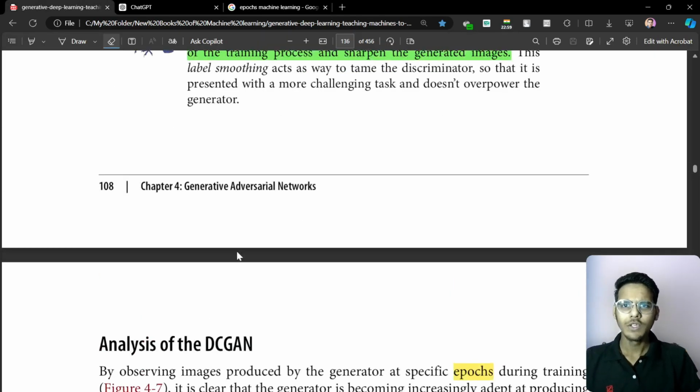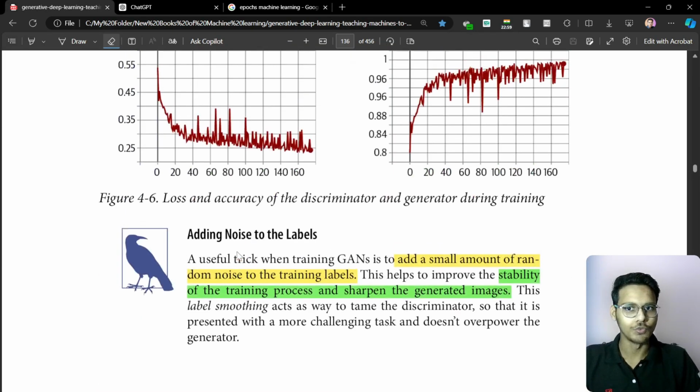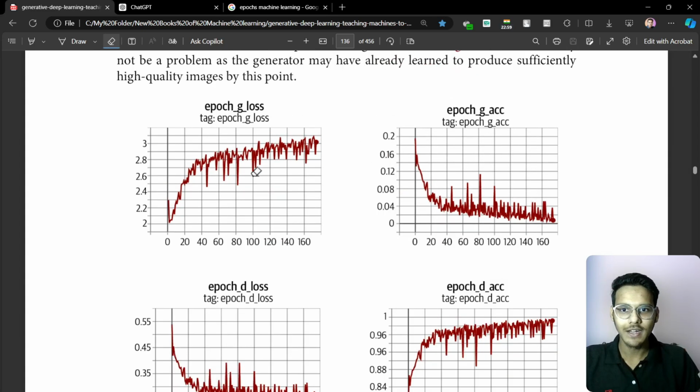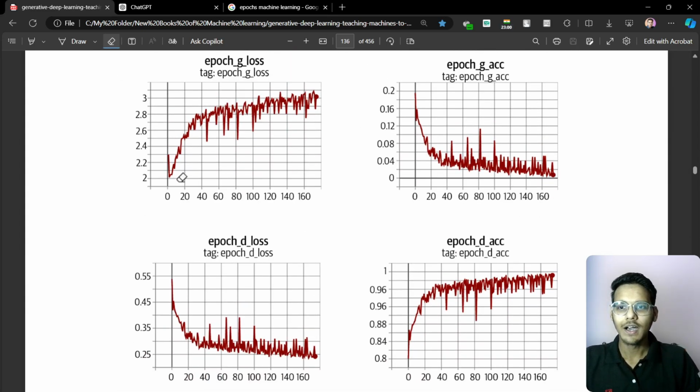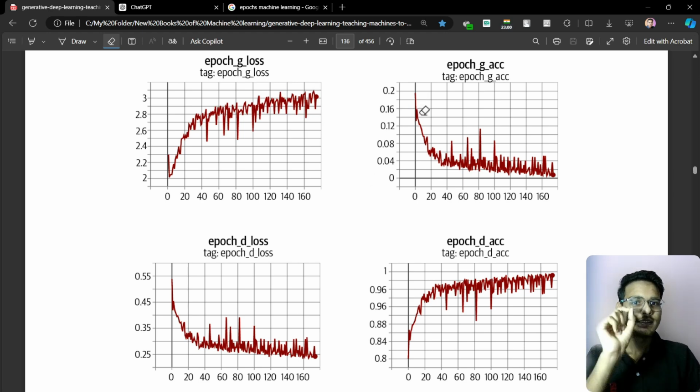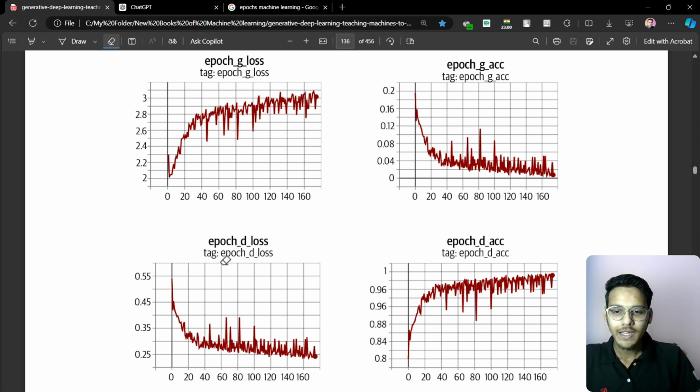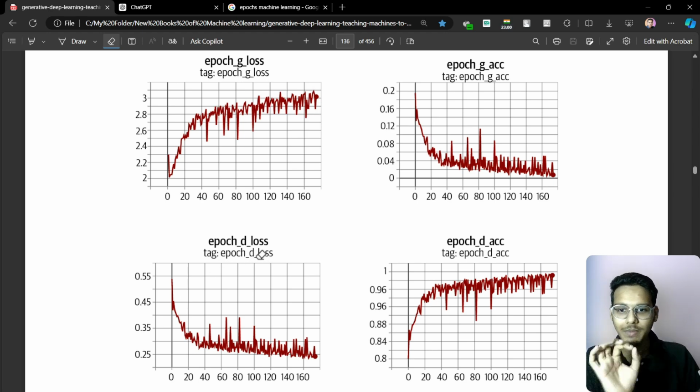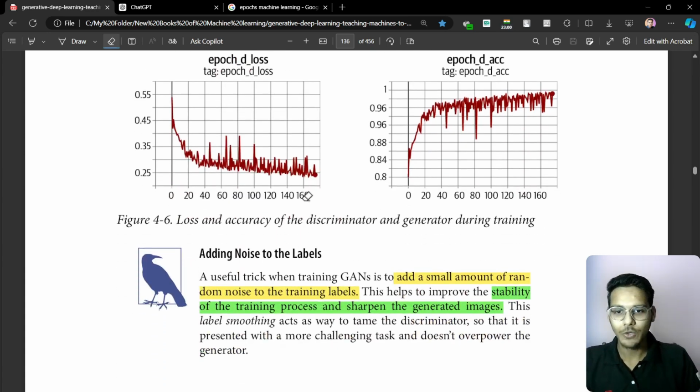Now one thing I want to show you. Just see this. This is the generator loss. The loss of the generator is increasing. And this is the generator accuracy, which is decreasing. And you can see here, the discriminator loss is decreasing and the discriminator accuracy is increasing. So there is too much confusion. But you have to tell me why the generator loss is actually increasing. I'll be telling you in some time. Not to worry.